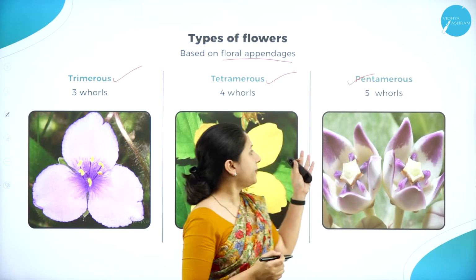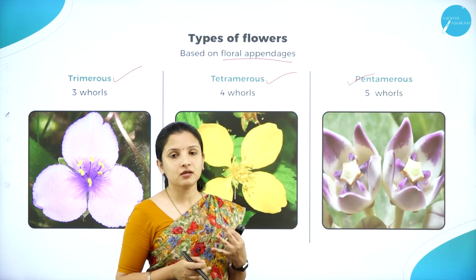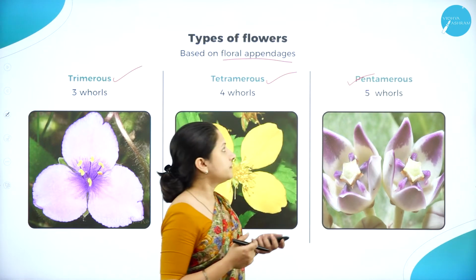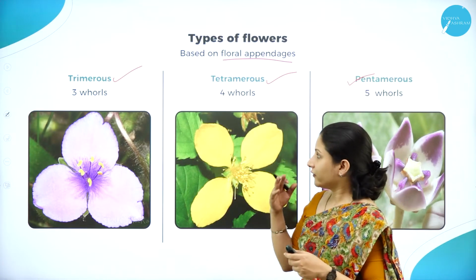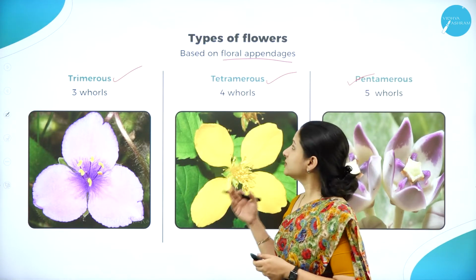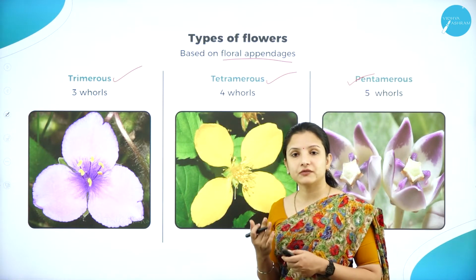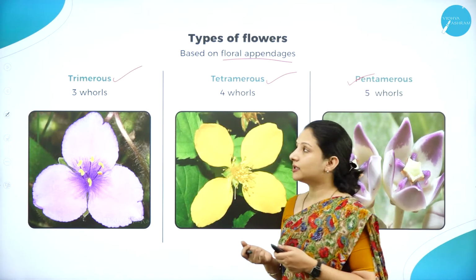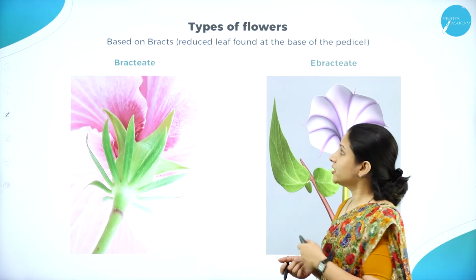And also pentamerous. Those flowers exhibiting five whorls, or five parts in a flower, are called pentamerous flowers. So based on the number of whorls present, whether it is trimerous, tetramerous or pentamerous, the classification of flowers into different species is also done. Next, moving on to the types of flowers based on the bracts.